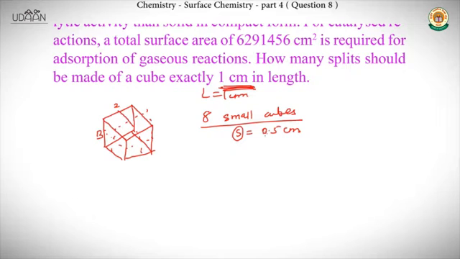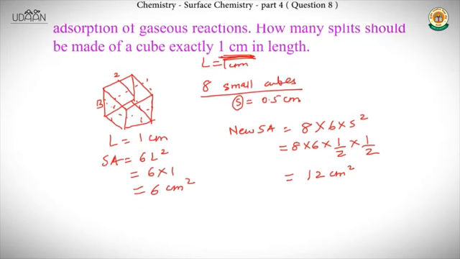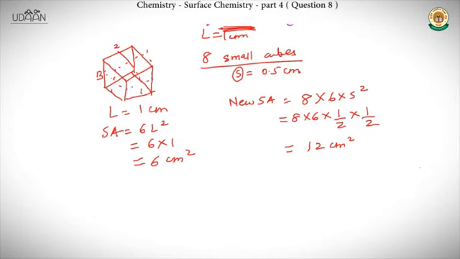Now, when I take the bigger cube, the cube of side 1 centimeter, the surface area of one cube will be 6L square. So it will be 6 into 1, which is 6 centimeter square. Now if I divide one big cube into 8 small cubes, the new surface area will be how much? There are 8 cubes, into the surface area of each cube, which will be 6 into half square. So it will be 8 into 6 into a quarter, which will be 12 centimeters square. So it has increased, which is quite obvious, right?